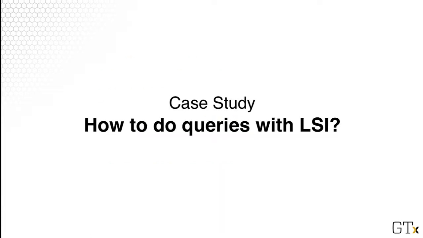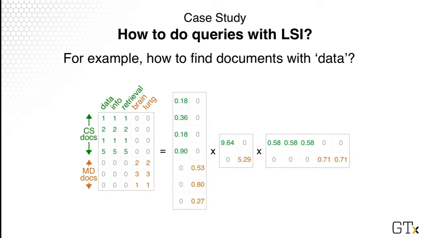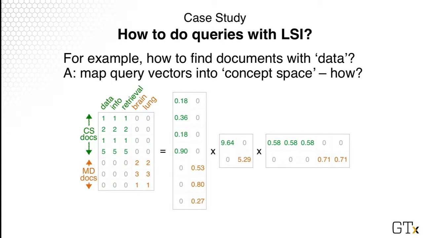So now that we know how SVD works, and also numerically we look at a few examples, let's look at some case study. For example, how we can do queries using LSI or using SVD. Right? For example, let's say going back to our documents and terms context. So how do we find documents with the word, say, data? And if you may recall from very early on, our main idea is to first try to map our query, consisting of one word, data, into the concept space. Right? So how do we do that?